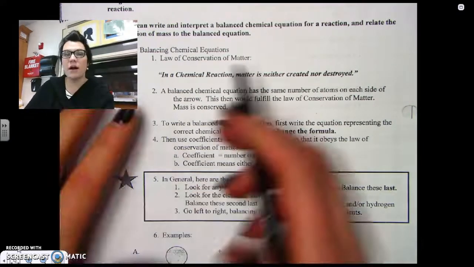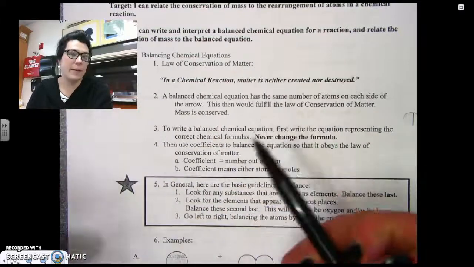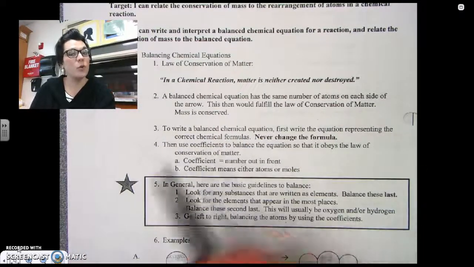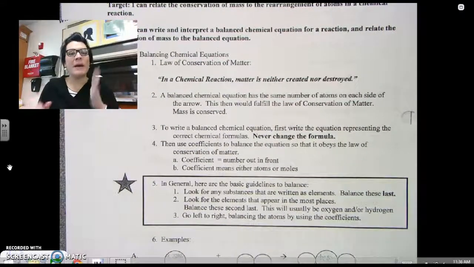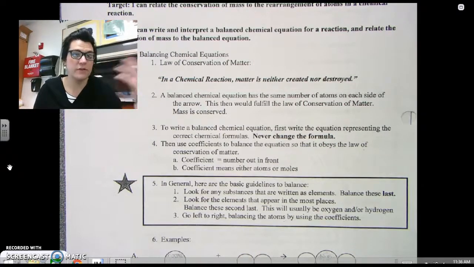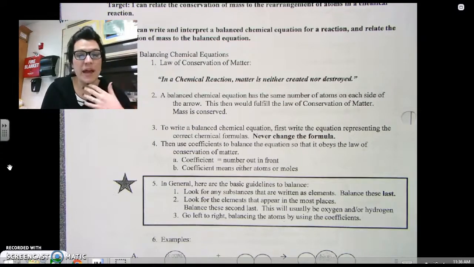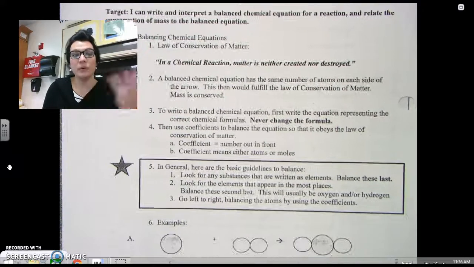And we do this because the law of conservation of matter states that in a chemical reaction, matter is neither created nor destroyed, okay? A balanced chemical equation has the same number of atoms on each side of the arrow, and this is going to fulfill the law of conservation of matter, and that's why we have to do it. So, how do we do it?